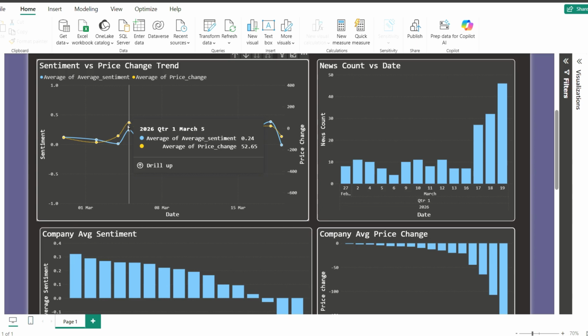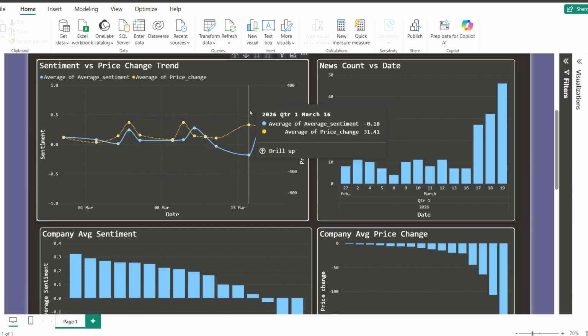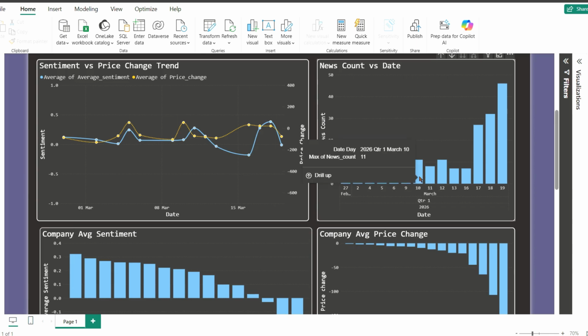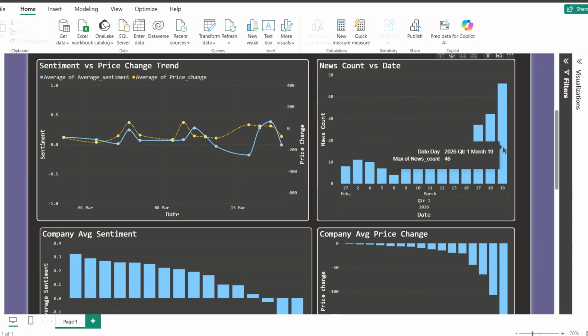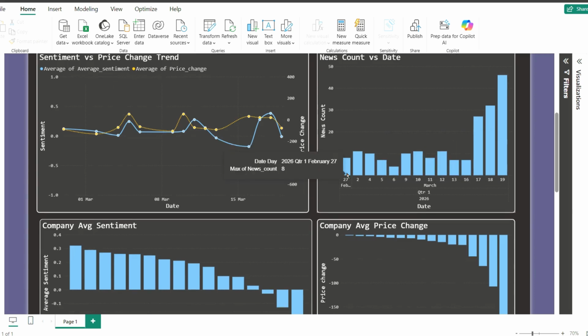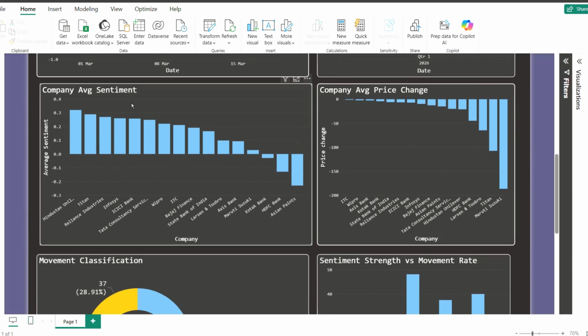The next one is news count versus date. This bar chart shows how many news articles were published each day. A sudden spike in news count often aligns with major market events. The next one is company-wise average sentiment. This chart compares sentiment across companies. Some companies consistently have positive sentiment, while others show negative sentiment trends.